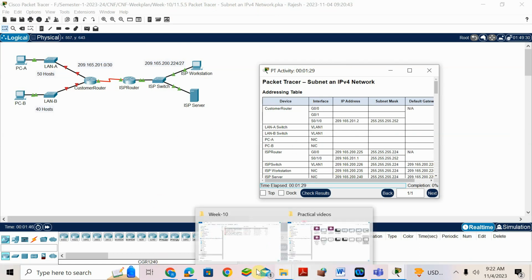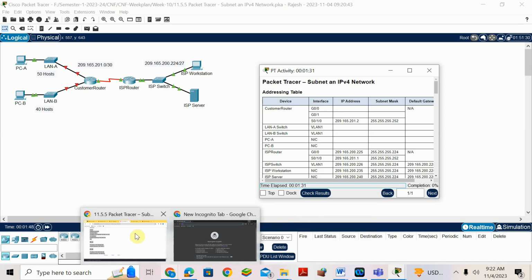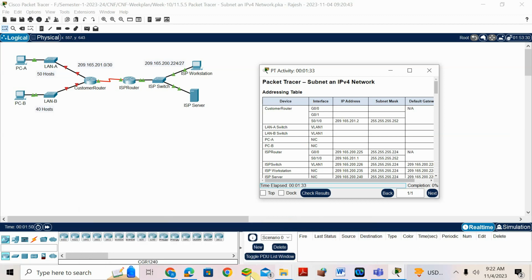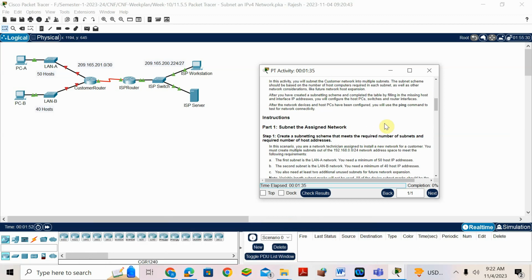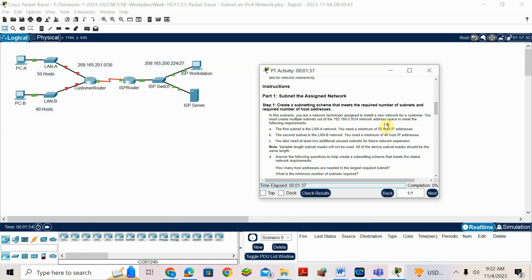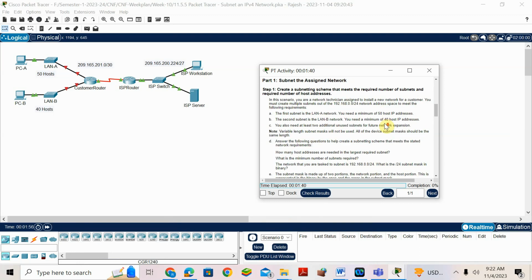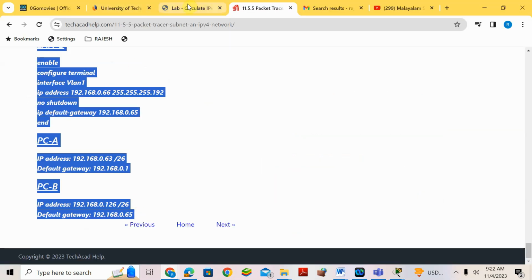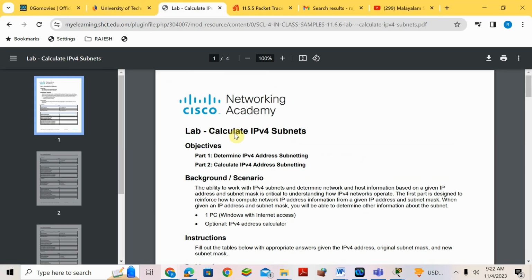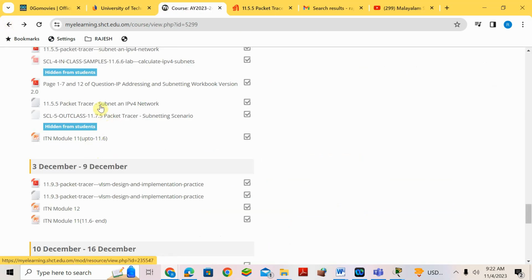Let me check the question. The question actually keeps on changing. 192.168.0.0/24 is the network. Let me check the question from e-learning. It's already there in e-learning, so I'll go back here.